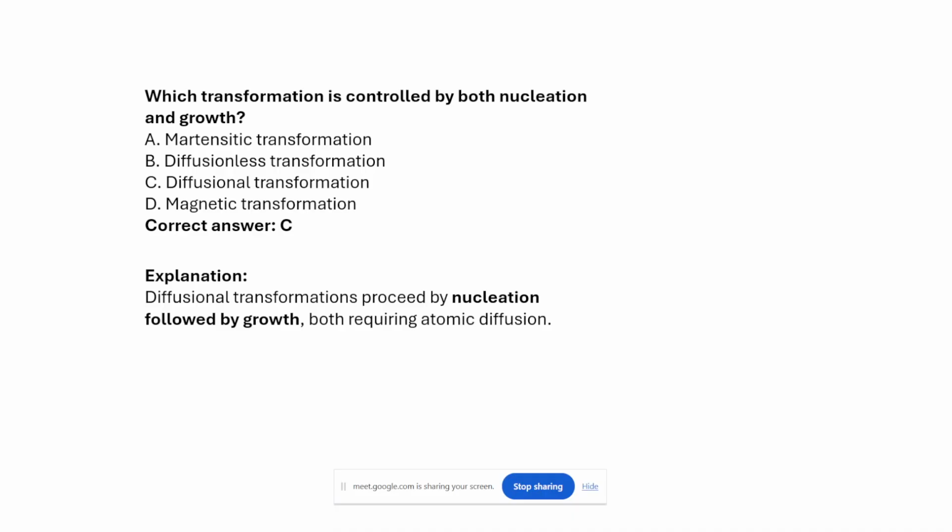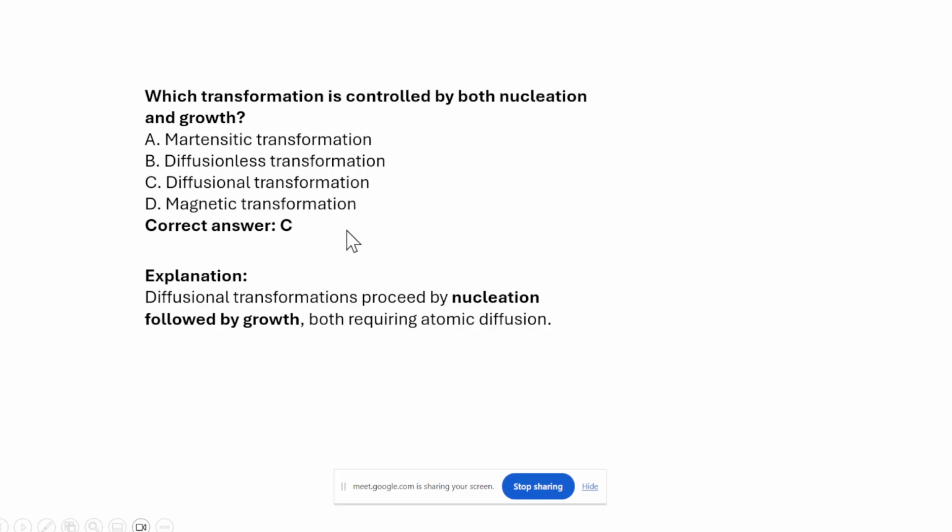Which transformation is controlled by both nucleation and growth? Martensitic transformation? No, because martensite does not even touch the nose, so there is no nucleation and no growth. Diffusionless transformation? There is no diffusionless transformation, it is nothing but reaching below without touching the nose. The bainitic phase also comes here. So it is a diffusional transformation.